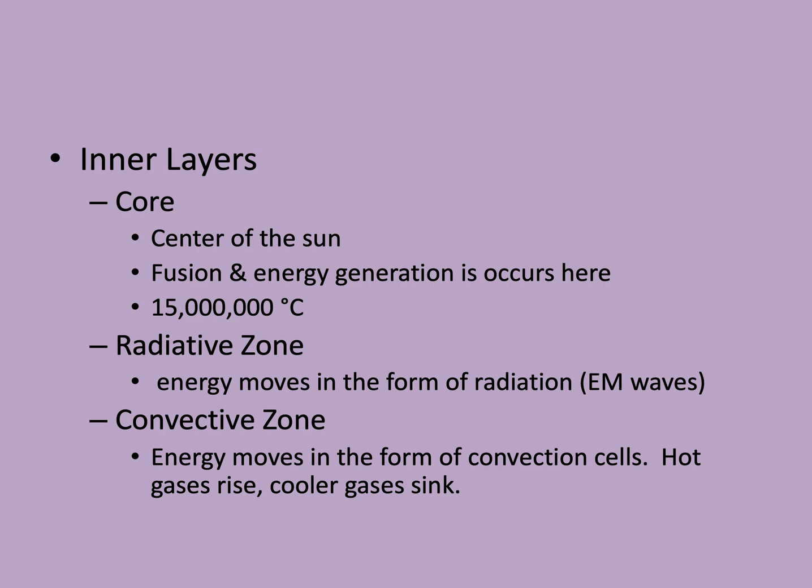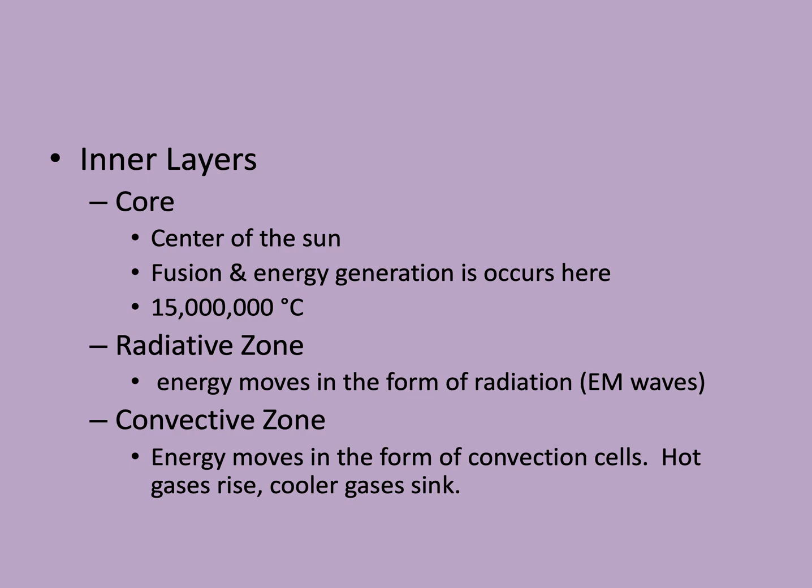The radiative zone is just above the core. Here, energy moves in the form of radiation or electromagnetic waves, hence the term radiative zone. An interesting fact about the radiative zone is that light takes about 170,000 years to go through the radiative zone. That's because the photons kind of bounce around. They don't go directly from point A to point B in a straight line. They bounce around randomly, trying to get out of the radiative zone.